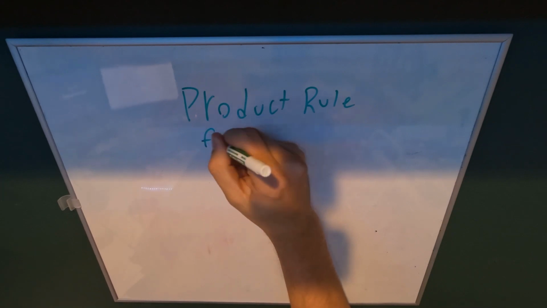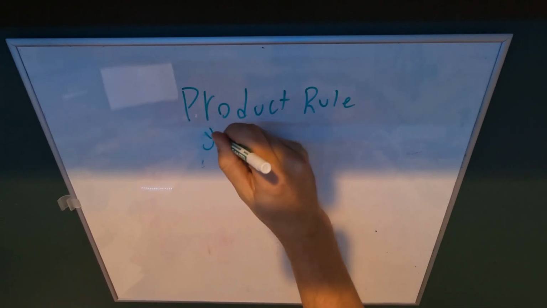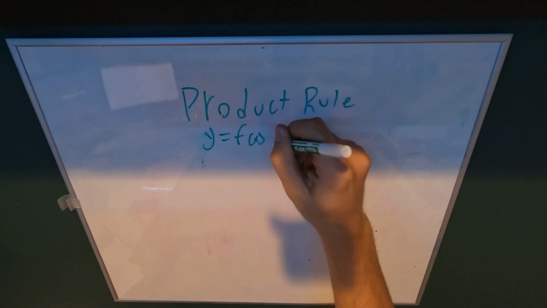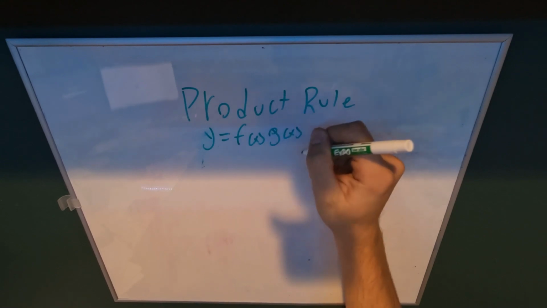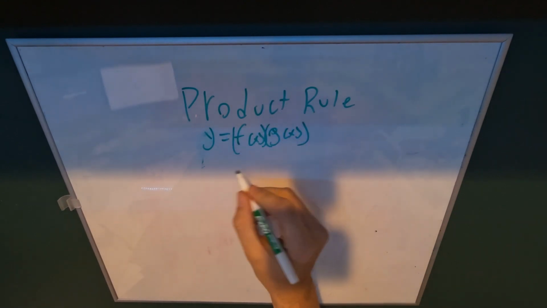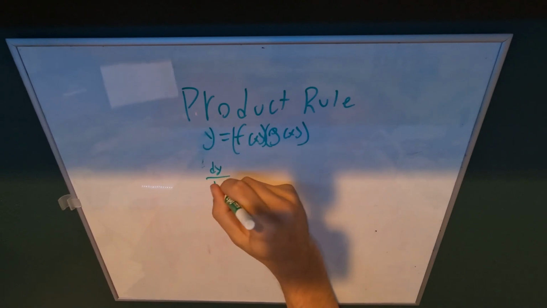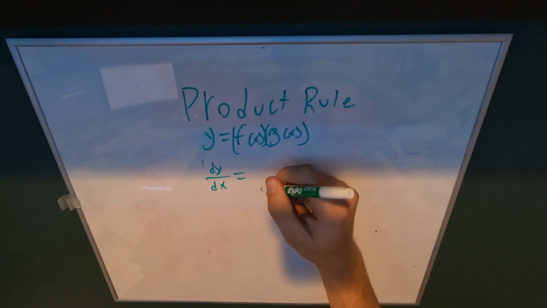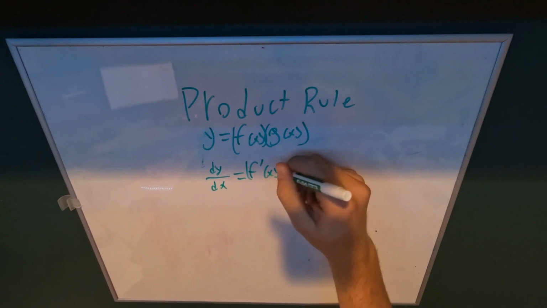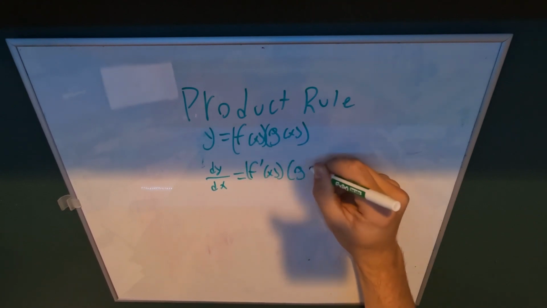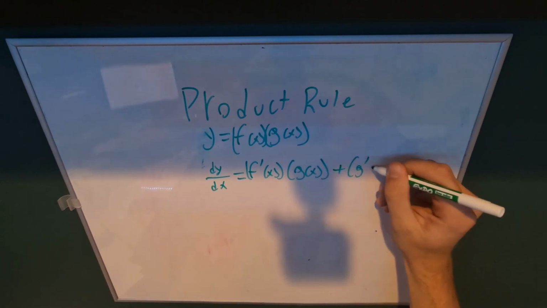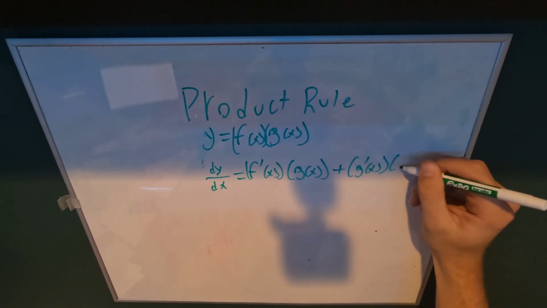So when y equals something times something, the derivative of that would be the derivative of the first times the second plus the derivative of the second times the first.